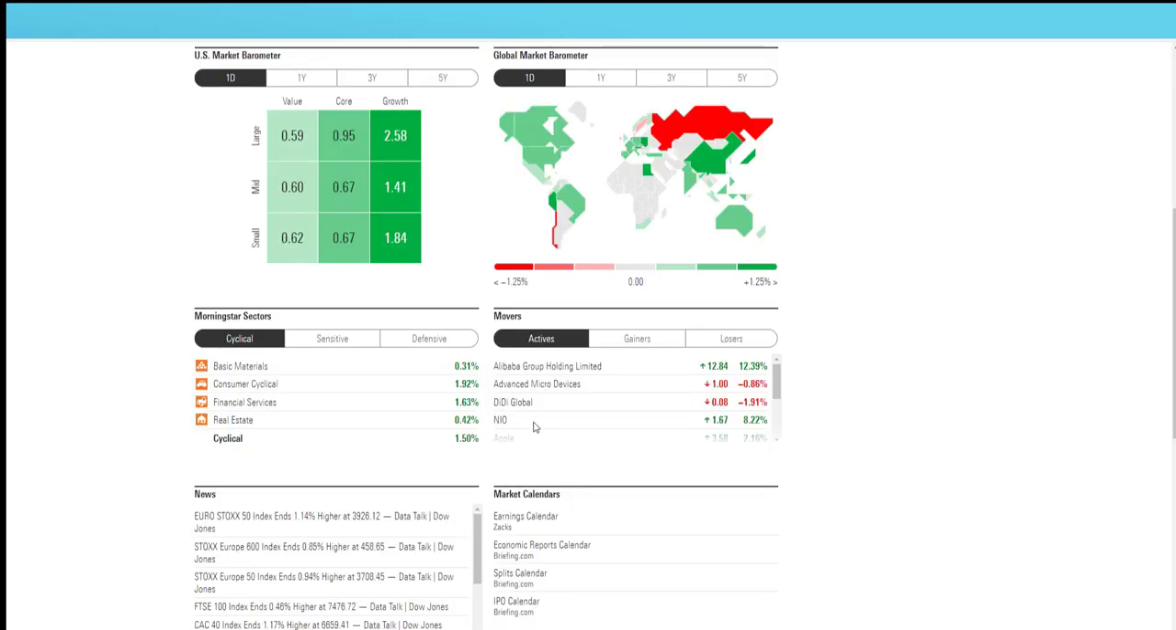As we scroll down, we can also see a breakdown of the different categories and a world map. We can also get a basic look at cyclical stocks, basic materials, consumer cyclicals, etc. We can look at active stocks and click on these different selections and get different sortings. Once again, we also have the news postings here, what's happening in the market. And over here we can see that we get earnings calendar, economic reports calendar, splits calendar, and additional information from other calendars.